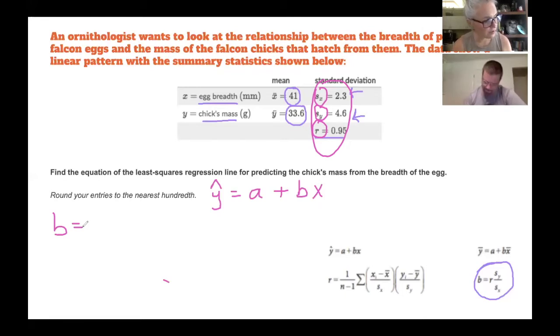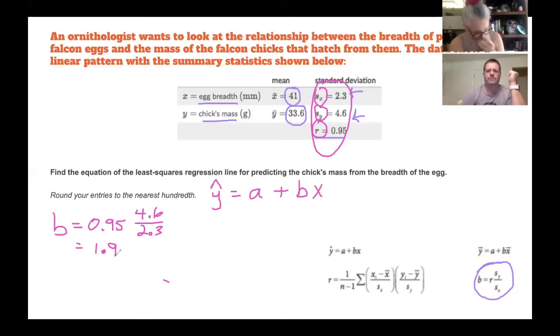So what I'm going to do here is I'm using my handy dandy phone calculator. So I'm going to take S of Y, which is 4.6, and divide it by 2.3. And then I'm going to multiply that times the R value, which is 0.95. And I'm going to get 1.9. I'm sure you may have more decimals than that, but close enough for government work.